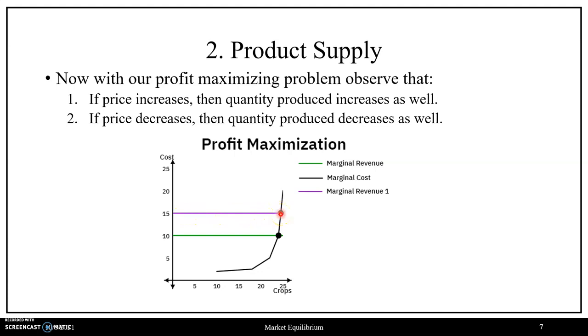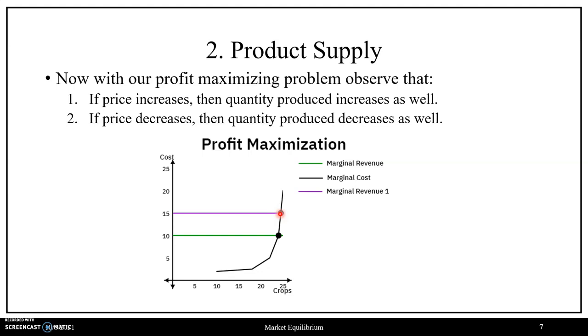With an increase in the price point of this good corresponding to an increase in marginal revenue, this leads to a new intersection with marginal cost, in which we see that there's a higher amount of crops being produced than when we intersected marginal revenue in green with the marginal cost curve. So here, an increase in price corresponds to an increase in quantity produced.